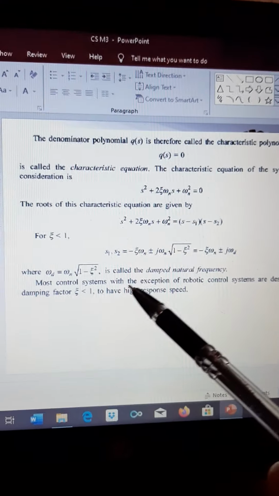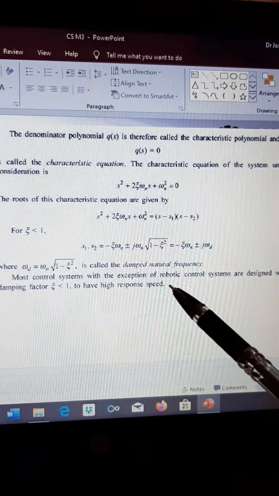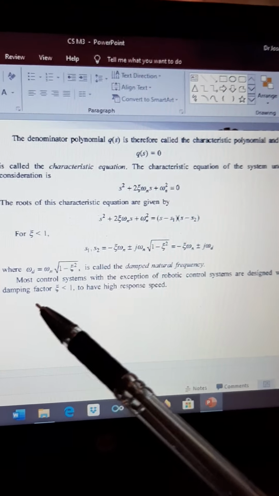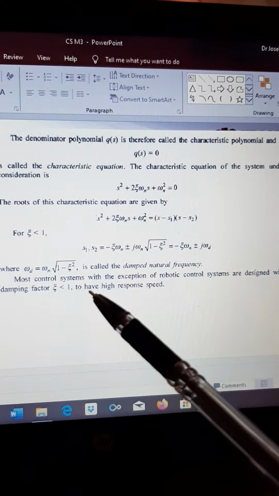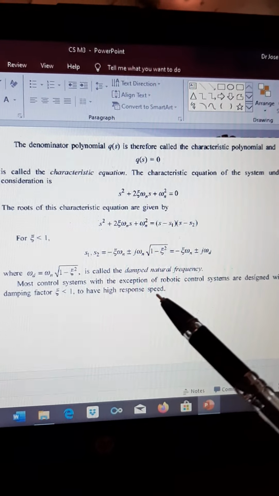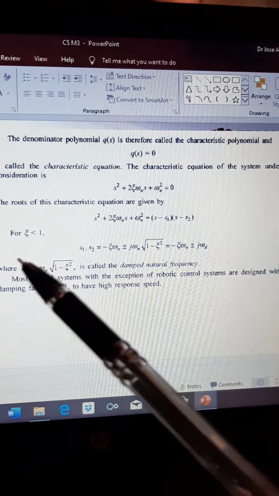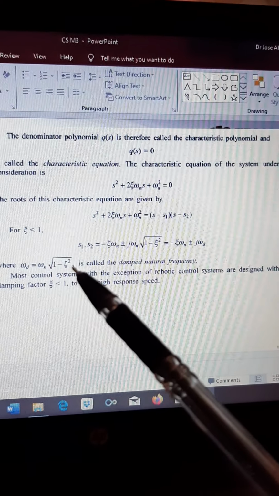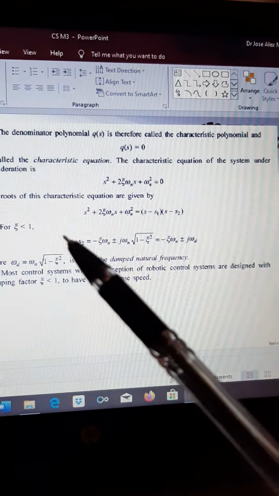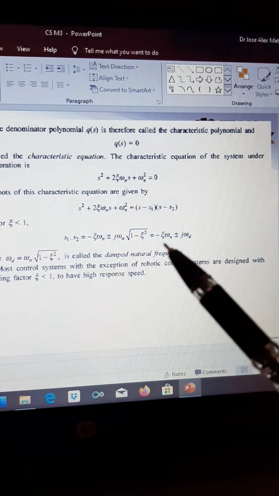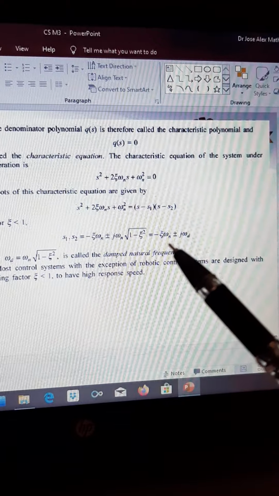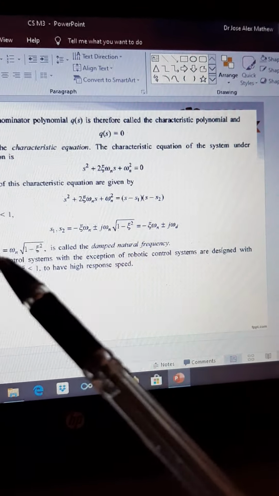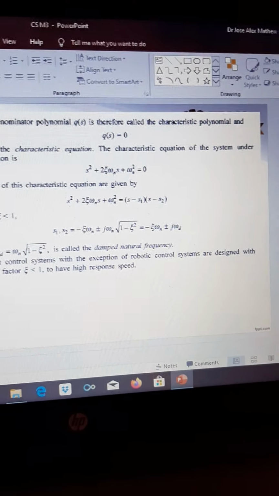Most control systems are designed with the damping ratio xi less than 1 to have a high response speed. So this is an important term. What is omega d? It is omega n square root of 1 minus xi square, and when xi is less than 1, the roots are minus xi omega n plus or minus j omega d, represented as s1 and s2 like that.